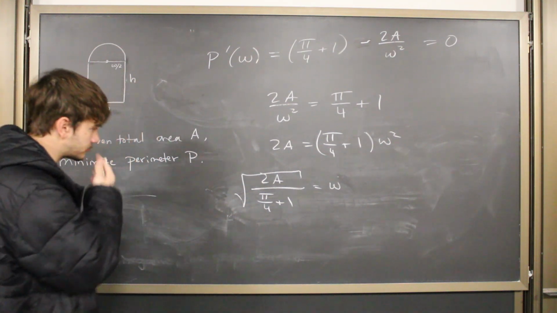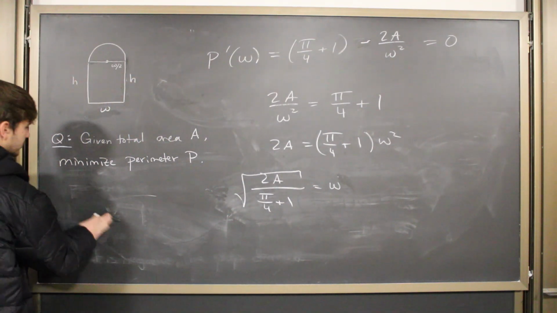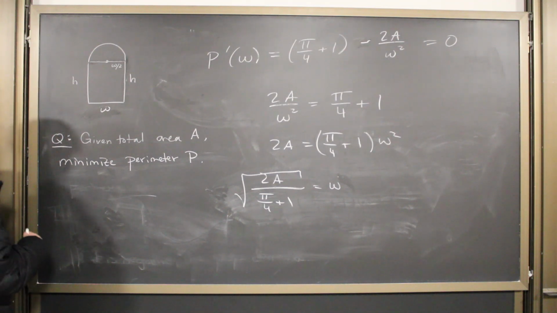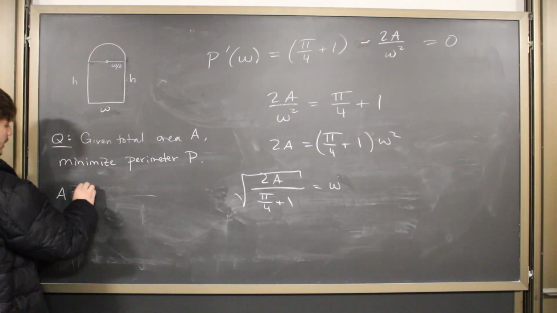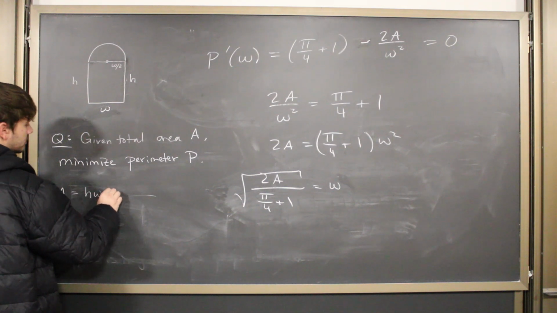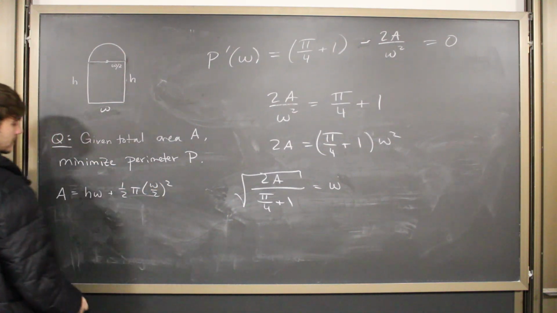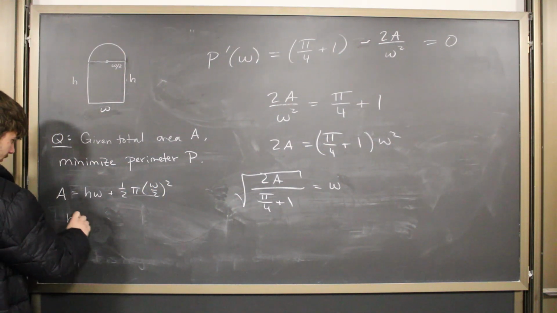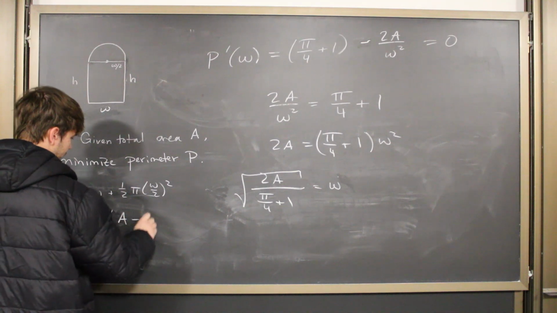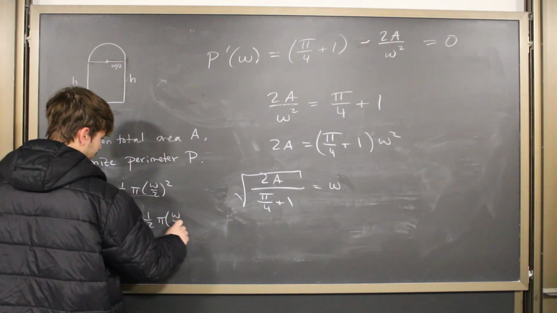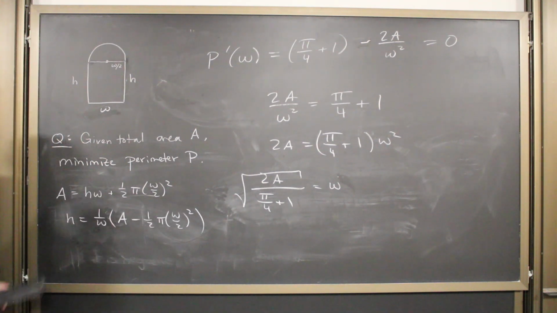Looks a little bit gross. But once I have w, I know h, because remember, we solved for h in terms of w. Let's recall that. I'm afraid I erased the h function. So remember, the area was hw plus 1/2 pi times (w over 2) squared. And so this told us that h is equal to 1 over w times (a minus 1/2 pi w squared). So now I can just plug in my value for w and solve for h. Okay? So that finishes off the problem.